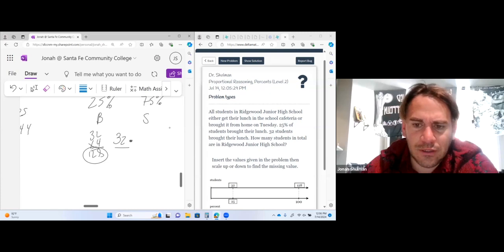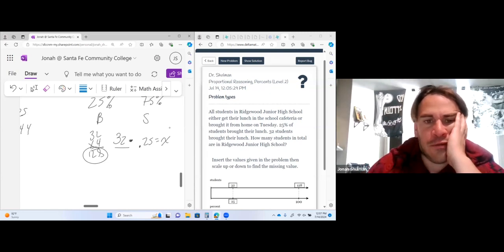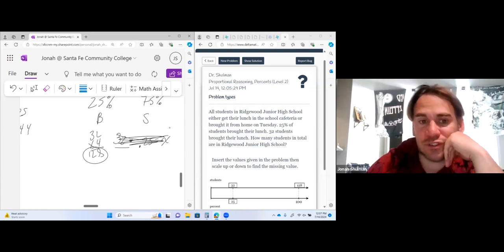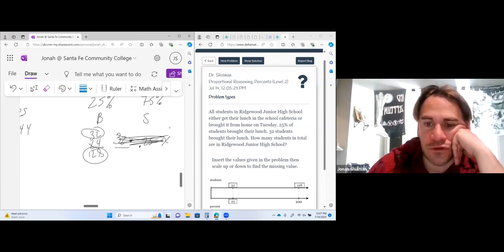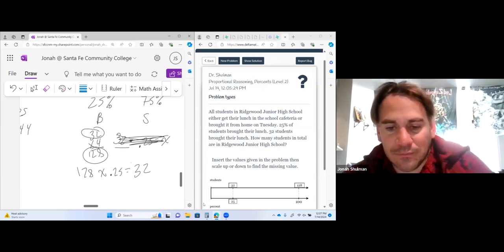All right, so 32 is 25% of X. No, don't do it that way. I think that's messing it up. So how would I reason this out if I was to show this to a student? This is 25%. So all we have to do is the other half. So if we do 32 times 4, right? So if I do 128 times 0.25, I get 32. That should be the first step.